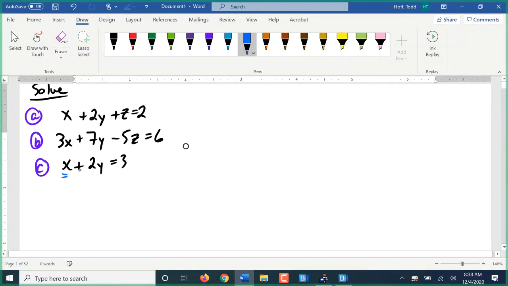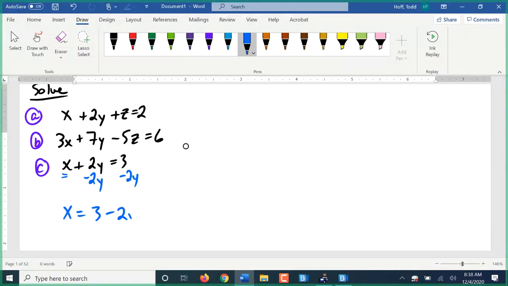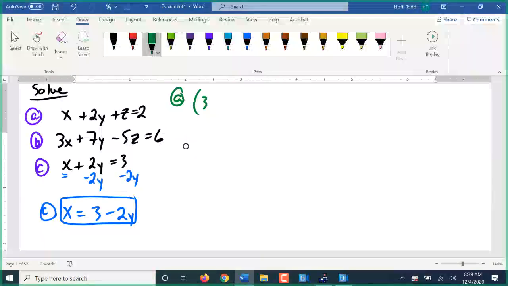So to do that, all I have to do is subtract 2y. So I get x equals 3 minus 2y. Remember, that's always our first step, is to pick an equation and solve it for one of the variables. Now that we've done that, that's still equation C, we have to put it back into the other two equations. So for equation A, x becomes 3 minus 2y plus 2y plus z equals 2.